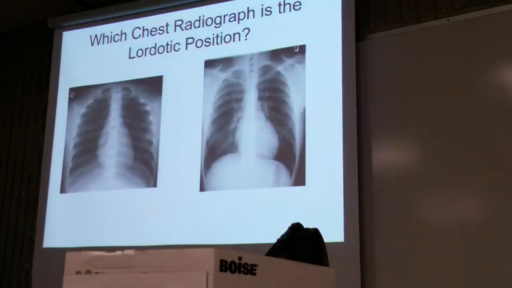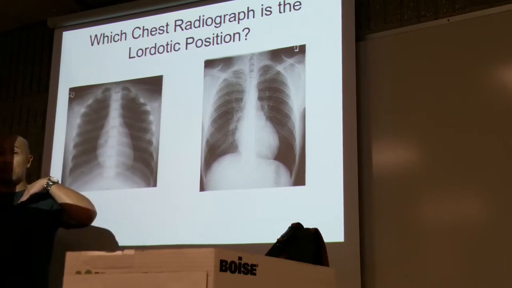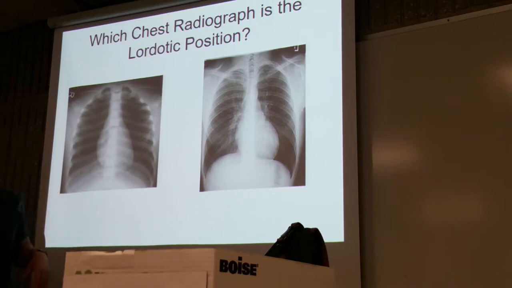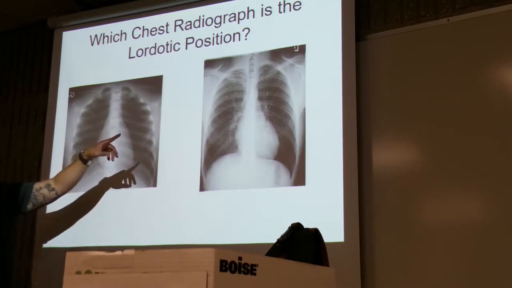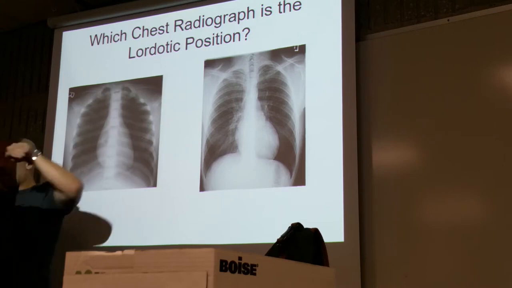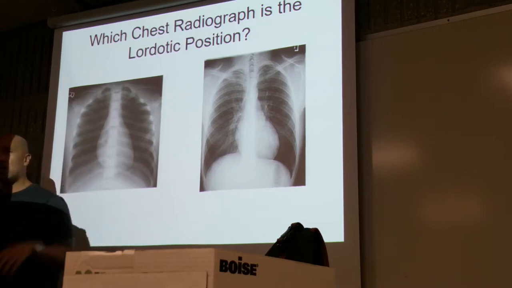Okay? Now the whole purpose of this lordotic position is, okay, when we're looking at the left, this is what a normal chest x-ray looks like. What I want you to pay attention to here is the orientation of the clavicle as well as the ribs. On the left, this is true orientation. The clavicles point downwards generally. And you will also notice here that the ribs go down in an angular projection.